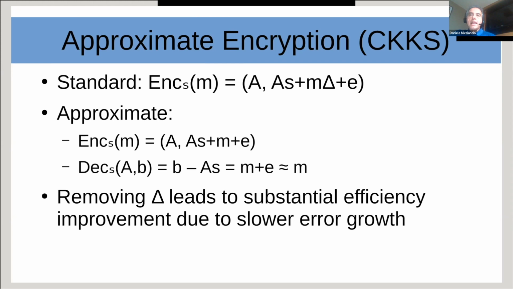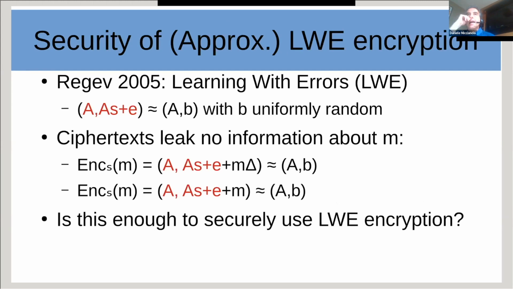Now, removing the delta doesn't really change the complexity of encryption or decryption by much, but it has a big impact on the error growth in homomorphic computation, which ends up being very important in applications like machine learning on encrypted data, where it's okay to have approximate results. Even the input is approximate when you take real world data, and you can get a substantial efficiency boost in practice. Now, both schemes are secure at face value.